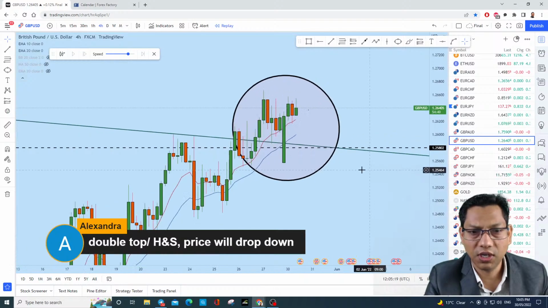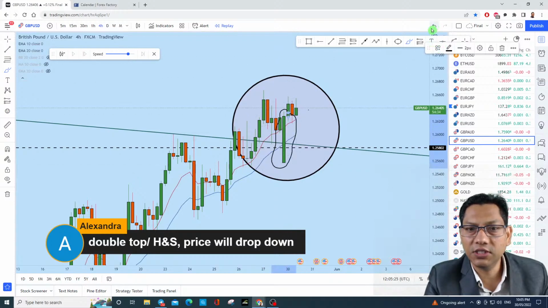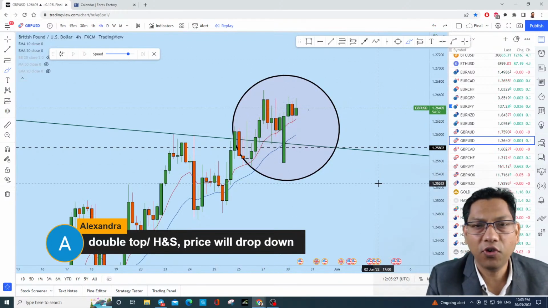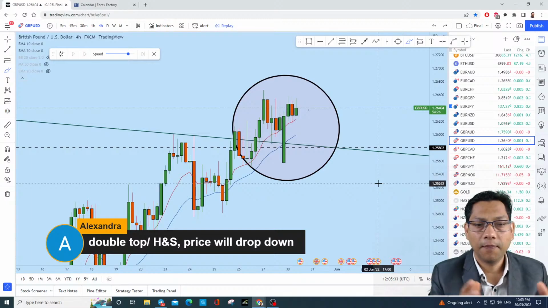It is because, first of all, look at this wickless candle here. So this is the WLC strategy for those who are studying in our lifetime access team. This is the WLC strategy.